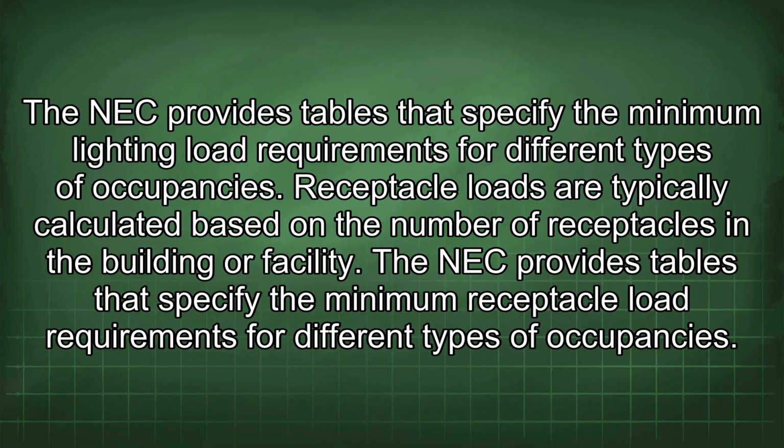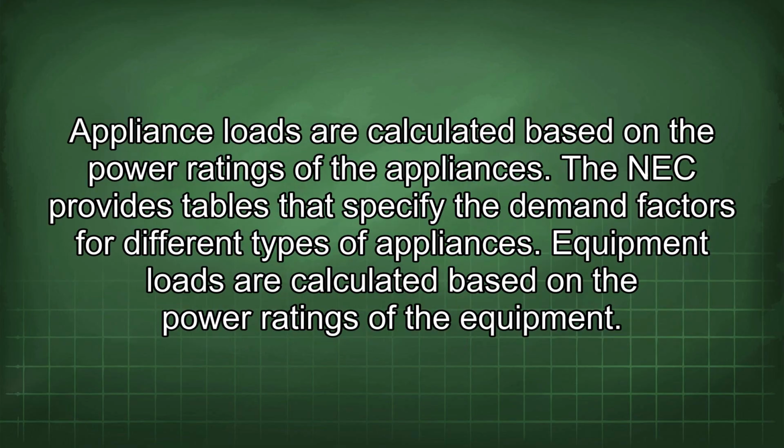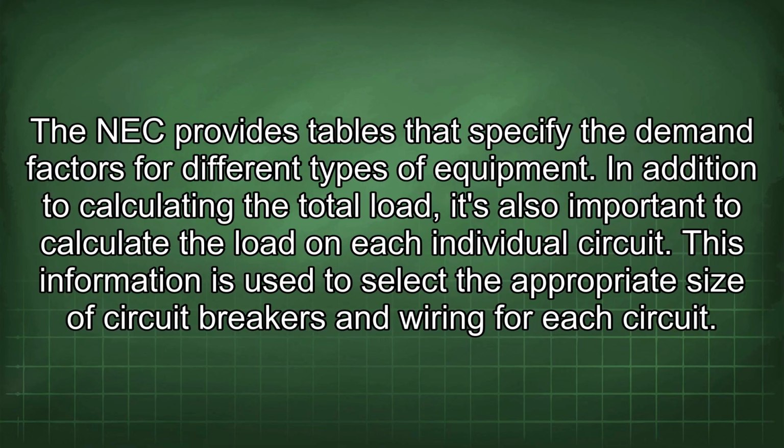Receptacle loads are typically calculated based on the number of receptacles in the building or facility. The NEC provides tables that specify the minimum receptacle load requirements for different types of occupancies. Appliance loads are calculated based on the power ratings of the appliances. The NEC provides tables that specify the demand factors for different types of appliances. Equipment loads are calculated based on the power ratings of the equipment. The NEC provides tables that specify the demand factors for different types of equipment.